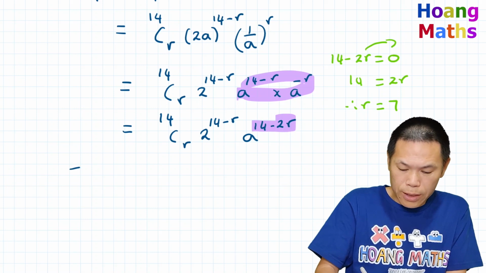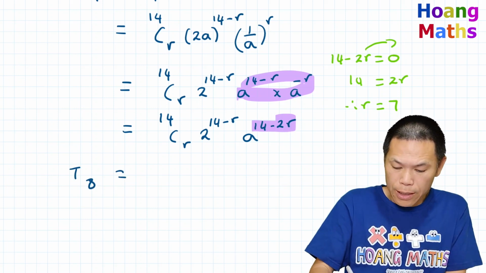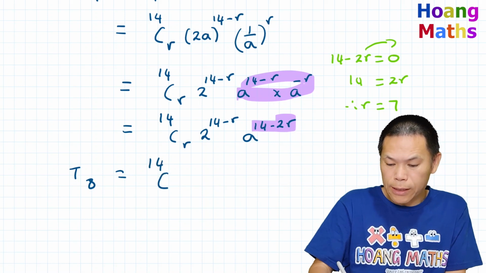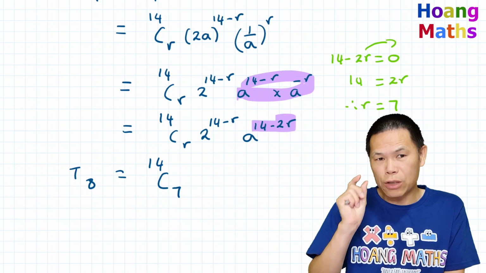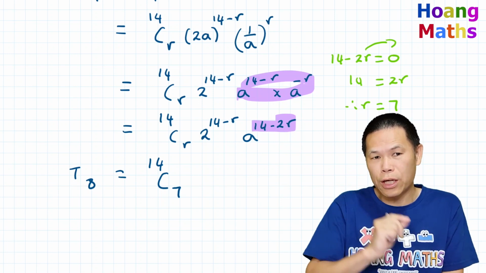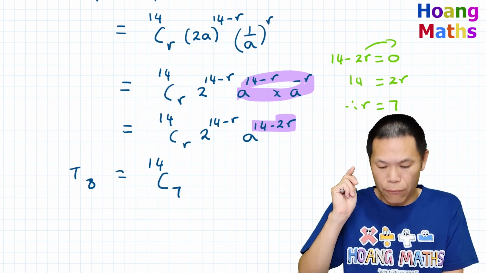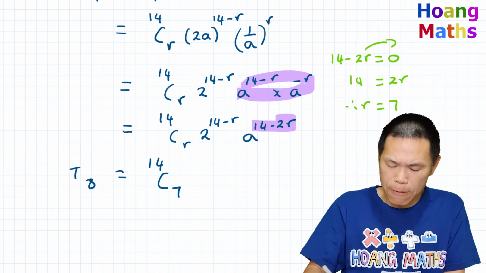So therefore T of 8, in another word term 8, is 14 C R. R is 7 because term 8, because you start with 0. Remember, C0, C1, C2, and so on. The first term is C0. So therefore term 8 is C7. Otherwise, you just substitute in the rule.